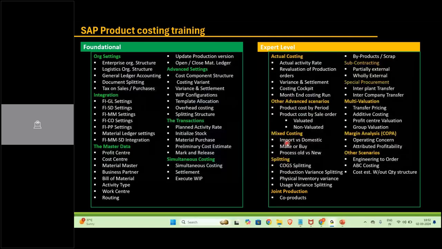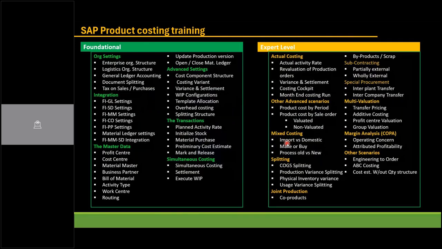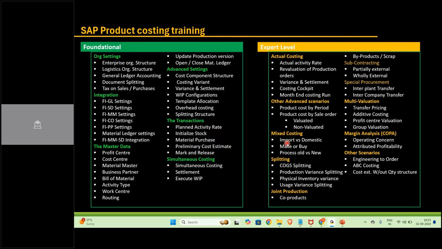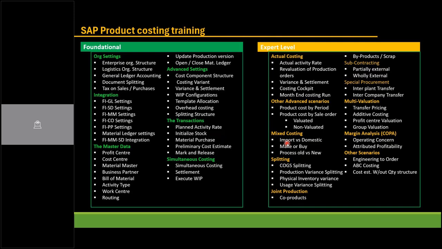Harish, would you like to take a step? Operating concern is the highest hierarchy in controlling, and within that we can create multiple controlling areas that can be helpful for managing cost and all.